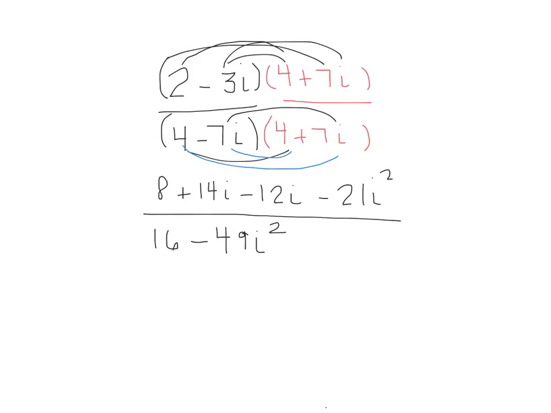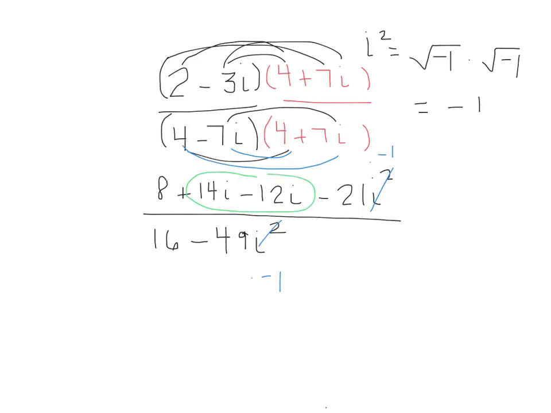Now i squared, we remember, is the square root of negative 1 times the square root of negative 1. And whenever you multiply a square root by another square root, you get just the number underneath the radical. So that's equal to, in this case, in all cases, negative 1. So this is going to change to negative 21 times negative 1, and this is going to change to negative 49 times negative 1.